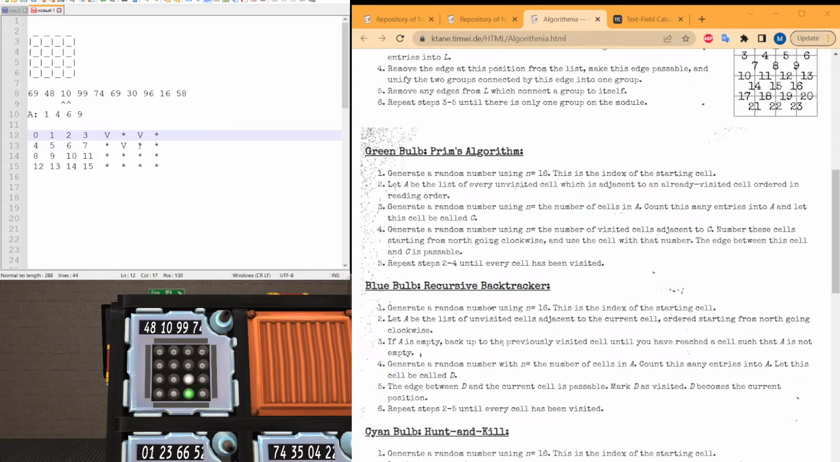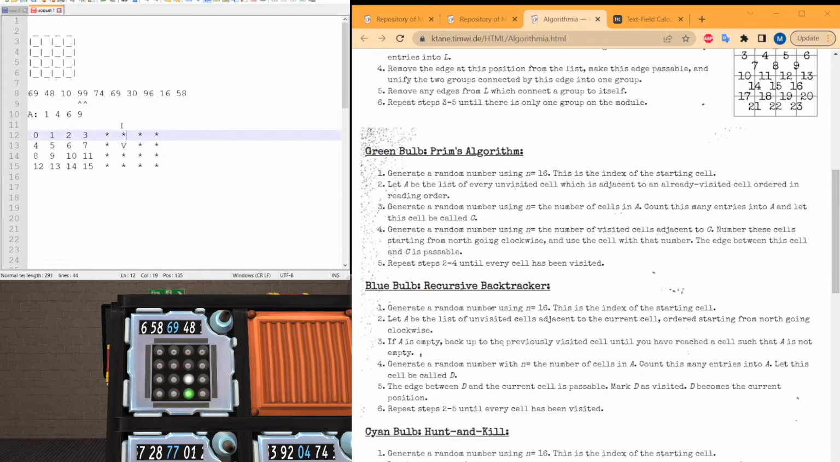But since we only have one visited cell adjacent to cell C, this is the only possibility here, this exact cell, so we're going to delete the wall between them. And don't forget to move the pointer. And now we repeat steps 2 to 4.